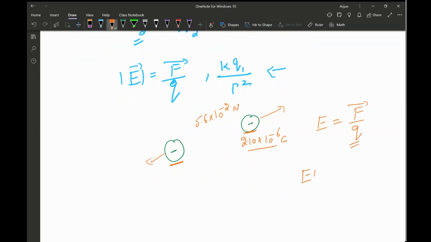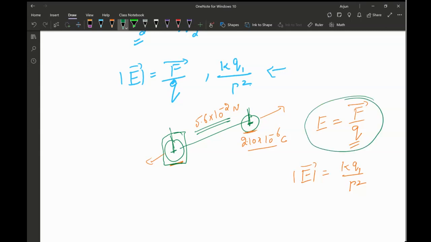In this case I cannot use the formula E equal to KQ1 divided by R square. Again, mark my words, I'm trying to find the electric field for this particular charge, and no distance is given to me, just a force of repulsion between these two charges, that is 5.6 times 10 to the negative 2. So I have to use this formula when the force is given. If the charge amount is given and the distance from where you're trying to find the electric field is given, then you will use the second formula. So hopefully that makes sense to you guys.